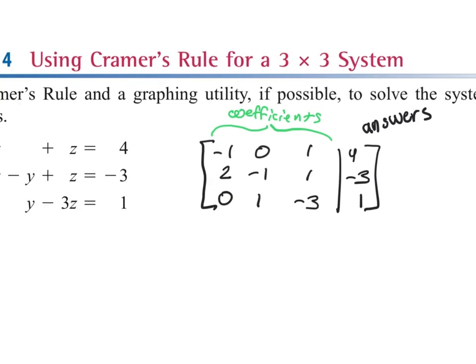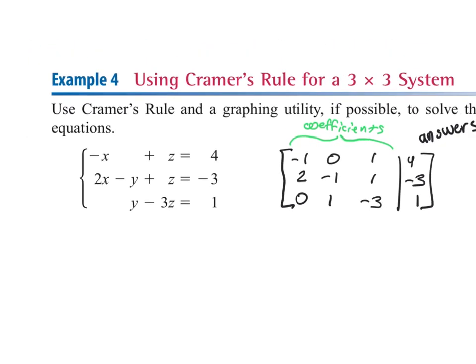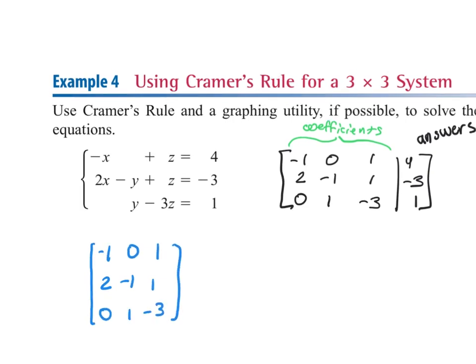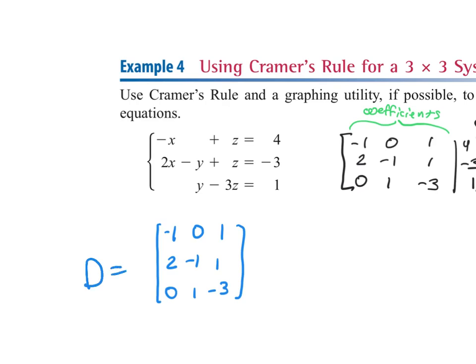So the first thing I'm going to do, this is a long process, but it's easy. I'm going to write out just my coefficients. So negative 1, 0, 1. 2, negative 1, 1, 0, 1, negative 3. Agreed? Okay, if I'm going to find the determinant here, I have a couple steps I need to do. I have to recopy, good, Mia, the first and the second columns. Remember this from last week? Did I copy the numbers correctly?